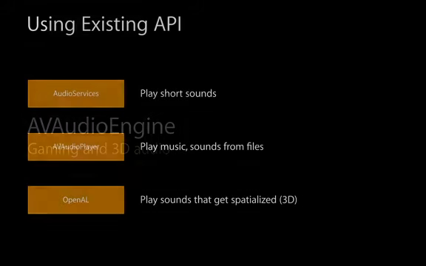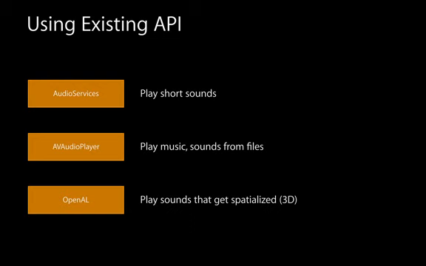All right, so let's now move on to the next section on gaming and 3D audio. So in games, typically you have several types of sounds that you play. You have short sounds, and we've seen Audio Services, which is one of our C APIs, get used for that. For playing music, we see AVAudioPlayer getting used a lot. And for sounds that need to be spatialized, OpenAL is the API of choice.